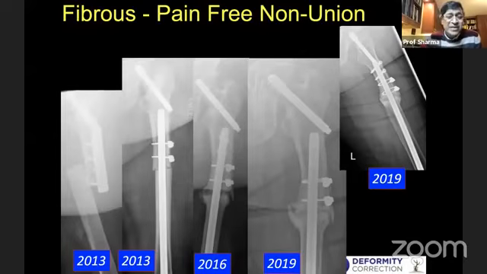Then I have this patient who I see every 2 years. He comes in, it hasn't united. We know it hasn't united. He has no pain. He walks around. He doesn't want an operation, and I don't want to do an operation.